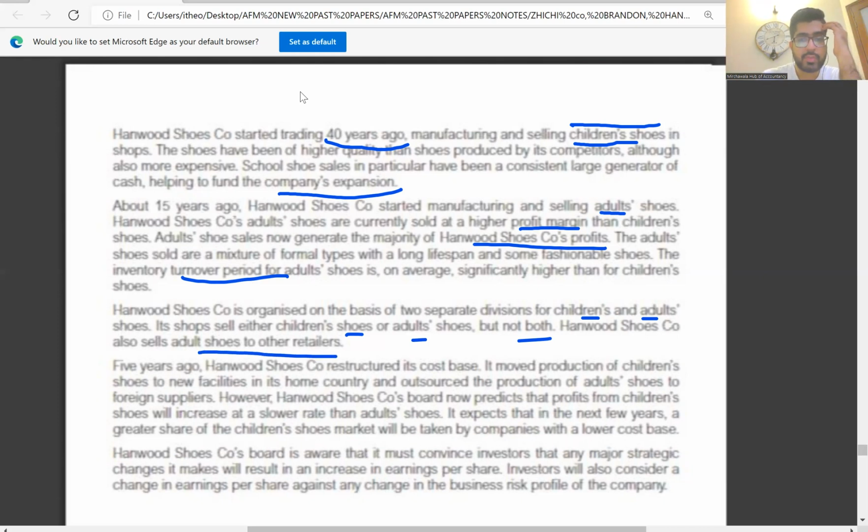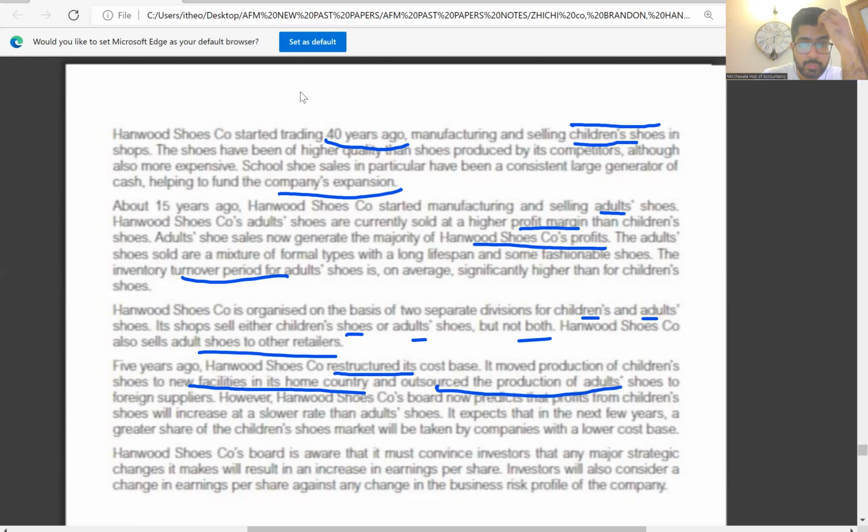5 years ago, Hanwood shoes restructured its cost base. It moved production of children's shoes to new facilities in its home country and outsourced the production of adult shoes to foreign suppliers. So Hanwood has restructured. It moved production of children's shoes to new facilities in its home country. So children's shoes were moved to other facilities and adult shoes were outsourced to foreign suppliers.